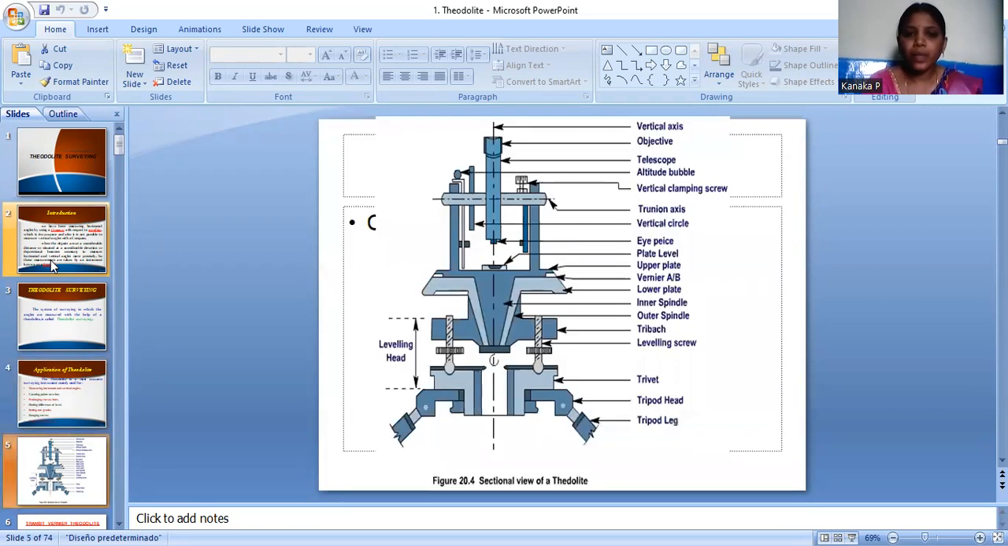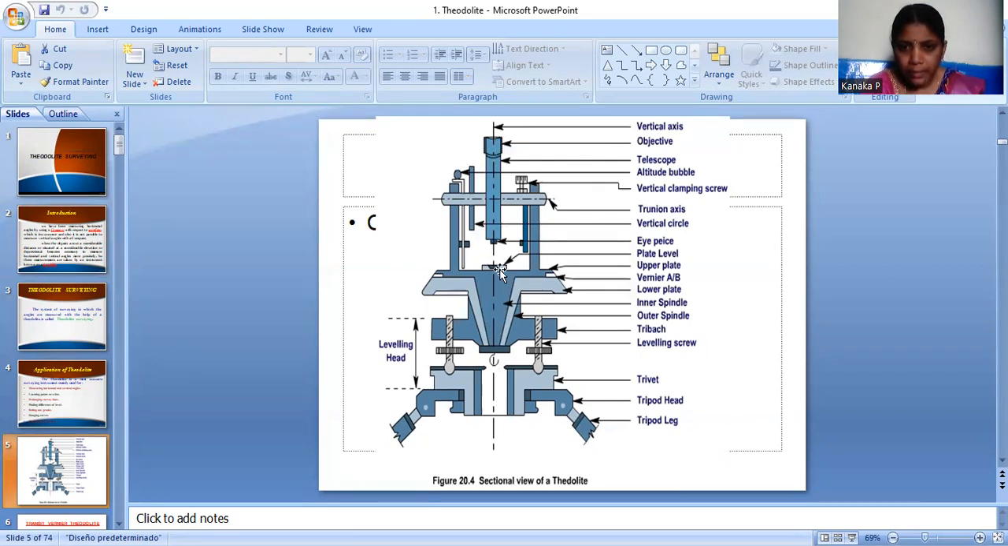So this is the theodolite and its components. First one is the vertical axis. The vertical line is called the vertical axis. This is the objective, and this is the telescope. This is the altitude bubble, and this is the vertical clamping screw. The horizontal axis is called the turning axis. This is the vertical circle, and the last one is the eyepiece.